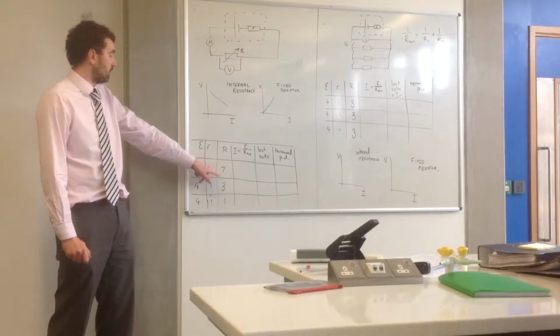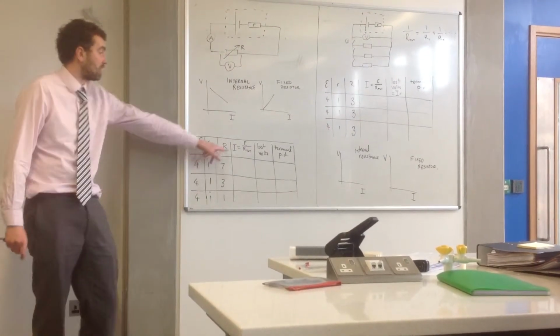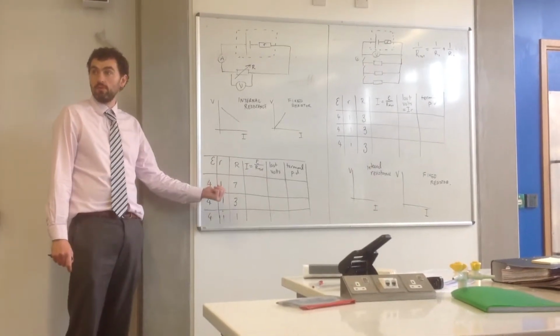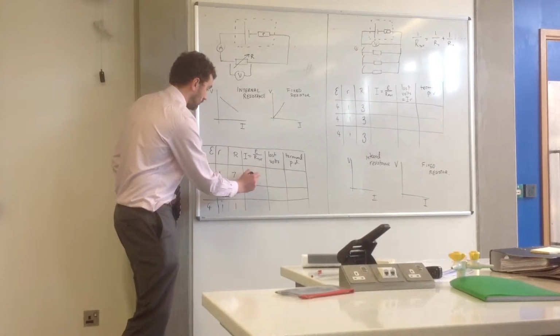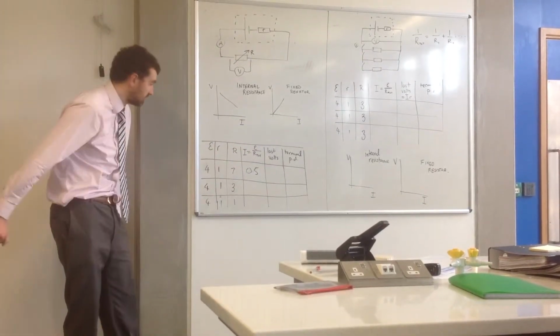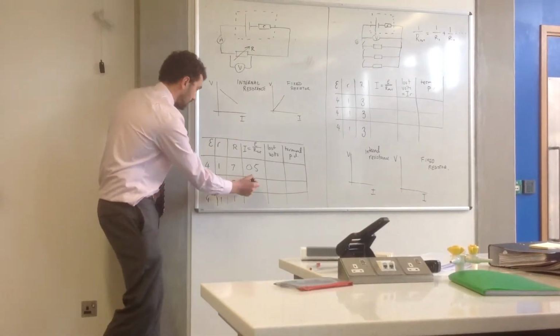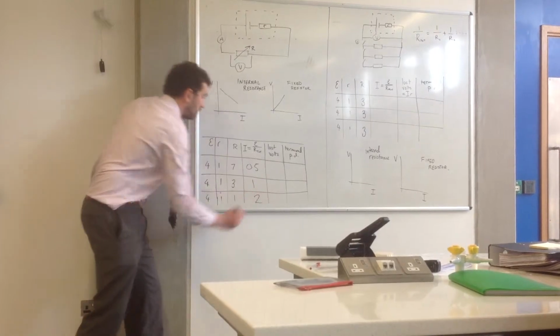So I had a 7 ohm resistor, a 3 ohm resistor and a 1 ohm resistor. I can obviously calculate the current in the circuit by just dividing the EMF by the total resistance. So here the total current is going to be 0.5 because it's 4 divided by 8, the total resistance. Here the total current is going to be 1, and here the total current is going to be 2.